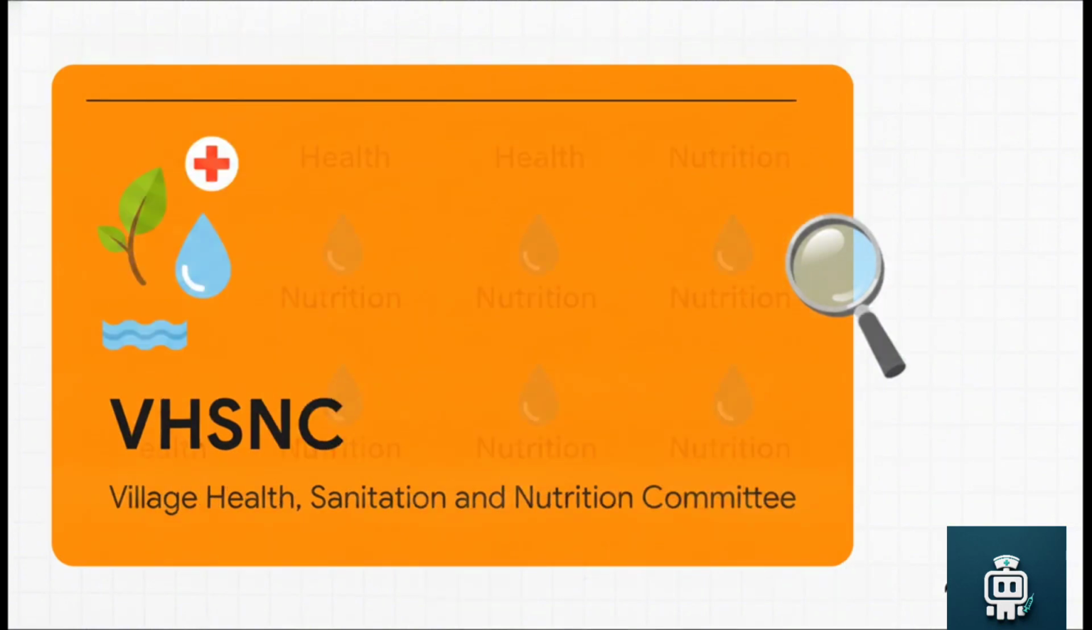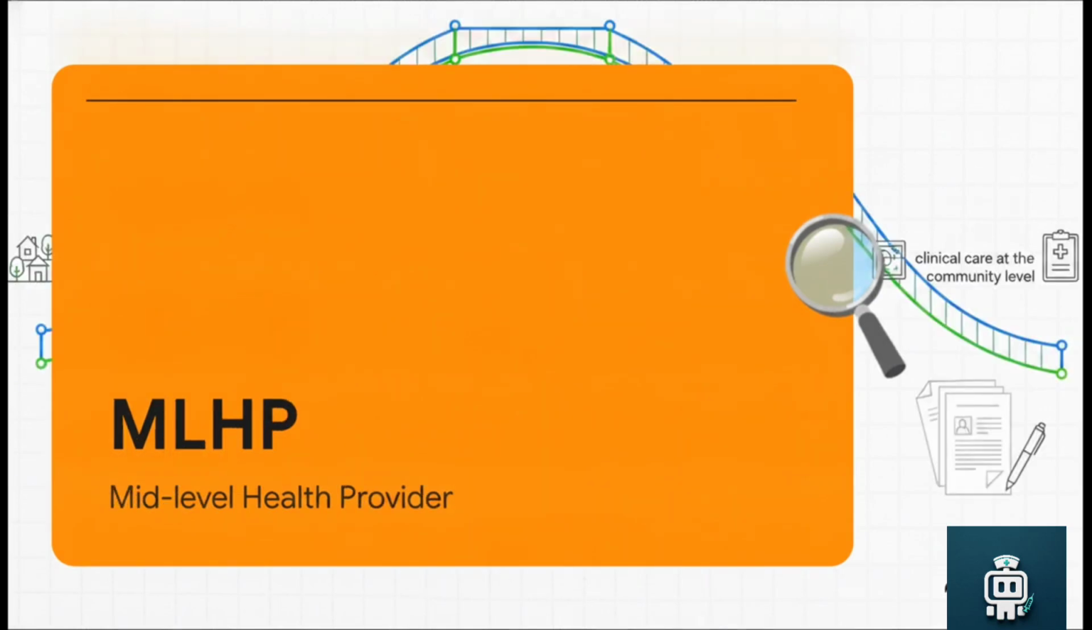Flashcard 2 is a bit of a mouthful. VHSNC. That represents the Village Health, Sanitation, and Nutrition Committee. Notice how that name perfectly captures the big 3 of rural health, right? Basic health, clean sanitation, and proper nutrition. They look at the whole picture. And flashcard 3, MLHP. This is your mid-level health provider. These are the pros stepping in to bridge that crucial gap in clinical care right at the community level.